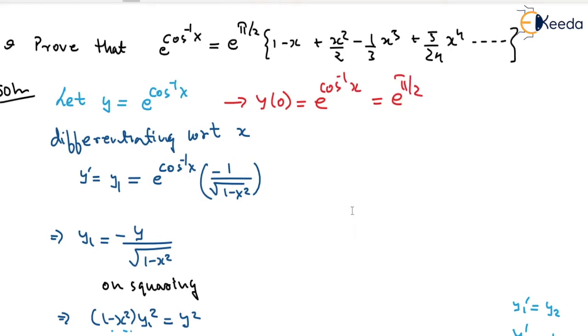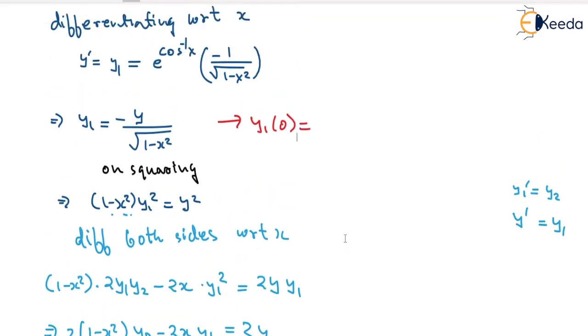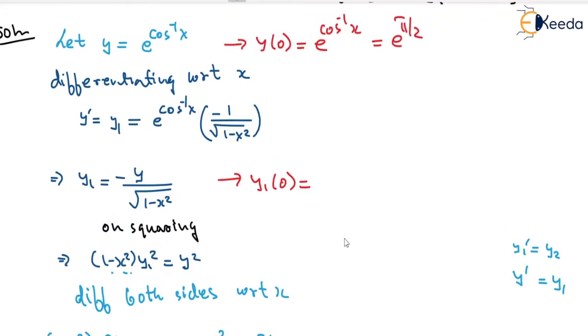Next term is y1. From here we can take the y1. y1 of 0 will be minus y. So what is minus y? Minus y we have already seen, it is e to the power of pi by 2. So minus e to the power of pi by 2, and denominator will be 1. So let's leave it like this only.